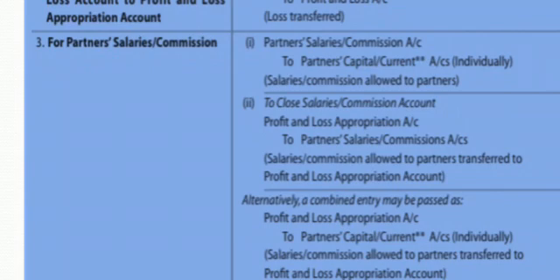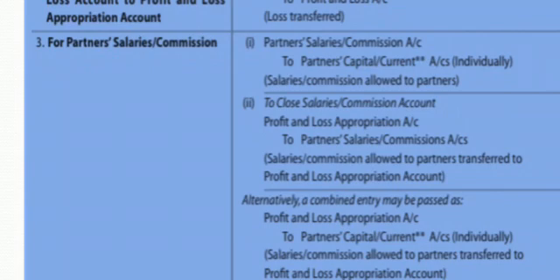Right? So this is a common entry for partner's salary and commission. Partner's salary or commission account debit to partner's capital account. Then for closing the nominal account, profit and loss appropriation account debit to partner's salary or commission account. Just see the effect. In this way, basically, the partner's salary or commission account is getting closed.